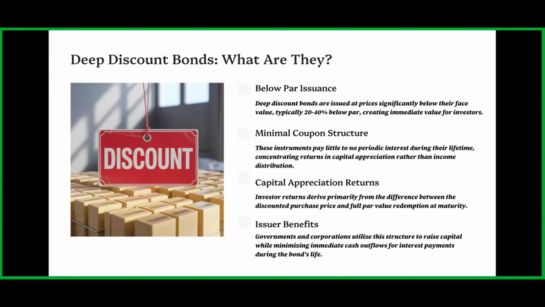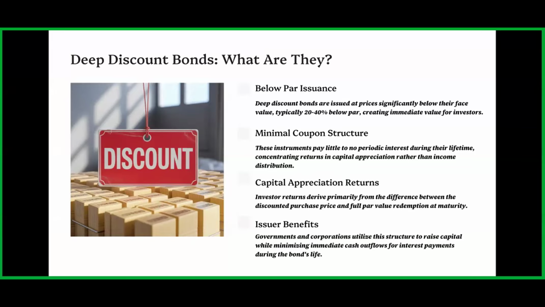That means the face value of the bond is, say, 100 rupees, but the company issues the bond in the market for only 70 rupees. You have to pay 70 rupees to purchase the bond, and at the maturity of the bond, the investor gets 100 rupees. That is called below par issuance.